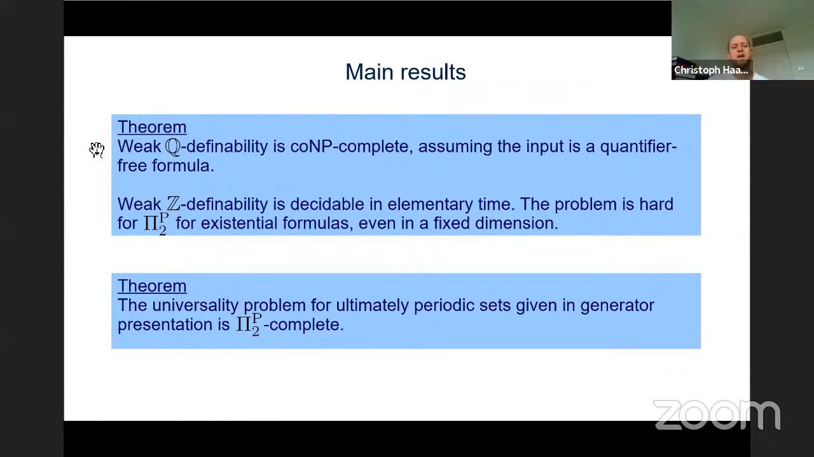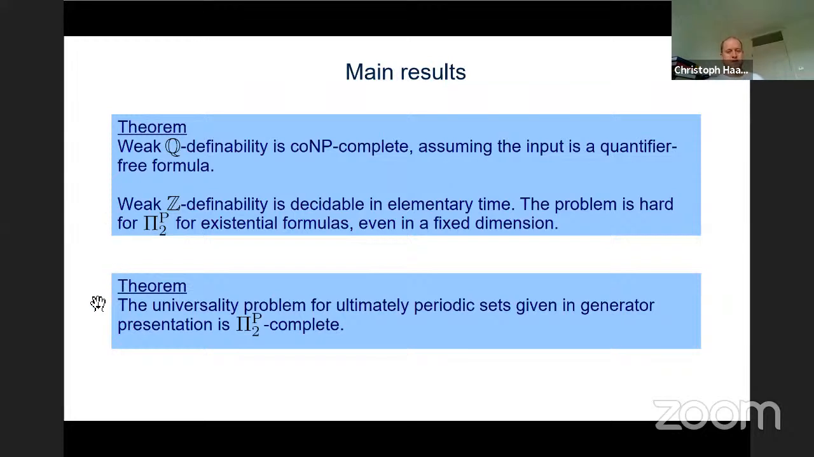is co-NP complete, assuming that the input is a quantifier-free formula. And the second result is to show that weak Z definability is decidable in elementary time. And the problem is Pi_2^P hard for existential formulas, even in a fixed dimension. And so this improves this non-elementary time algorithm.